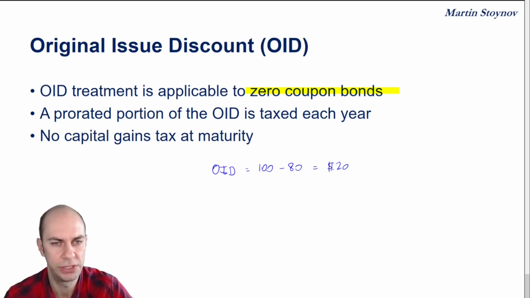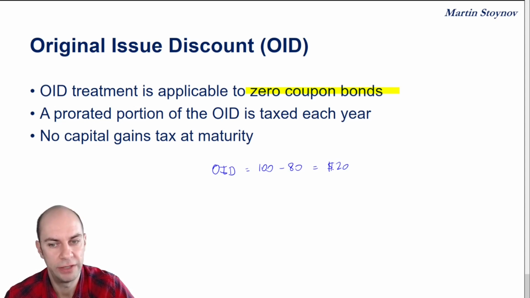The question, of course, when it comes to bonds, is you can tax it as income every year, or you can tax perhaps the final capital gain. Well, if a bond has the OID treatment, the original issue discount treatment, then what we do is we take that discount, the $20, and then we prorate it for each year of the bond's life.